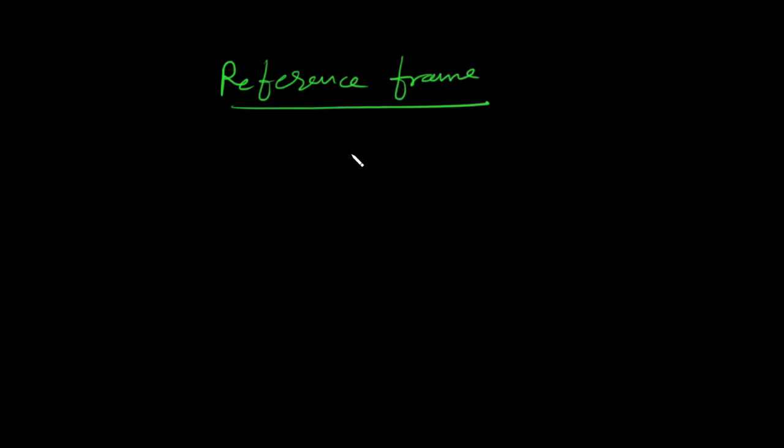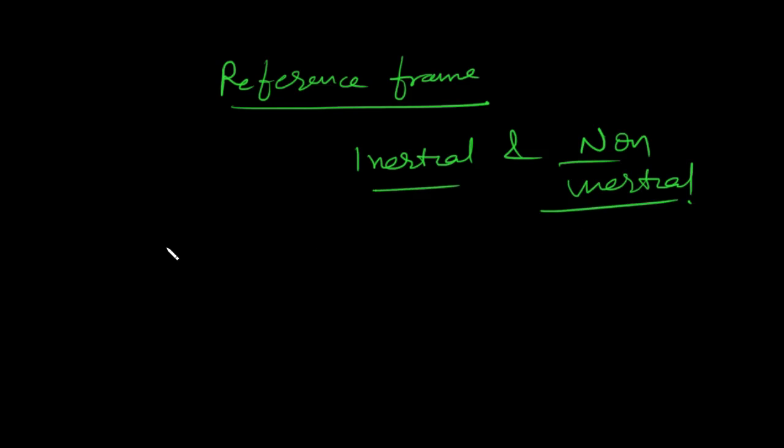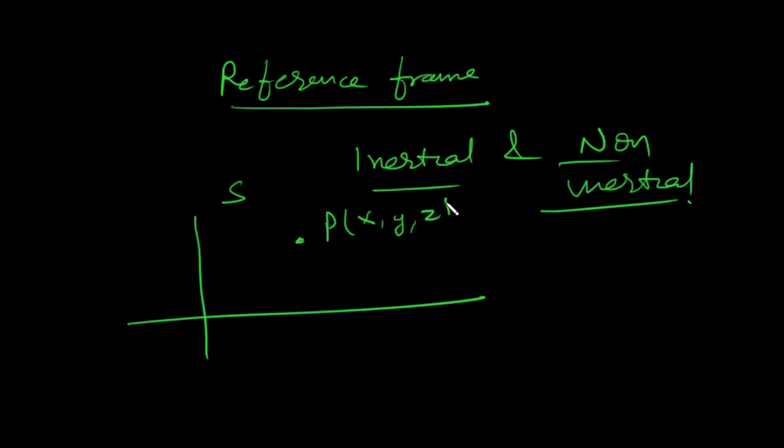Now I want to take up one more important concept, that is of reference frames, and the concept is of inertial and non-inertial frames. So what is this inertial and non-inertial? I'll tell you. First of all, let us consider the frame S. There is a particle P inside the frame S. Particle P has coordinates x, y and z. The radius vector drawn from the origin of S to particle P is r, say. So r would be equal to xi plus yj plus zk.